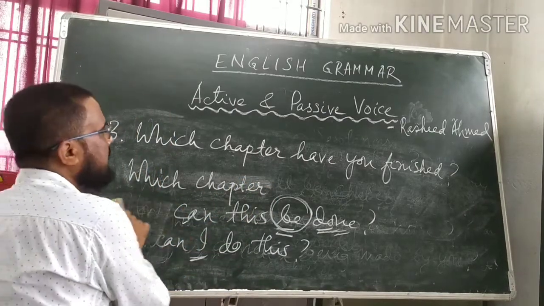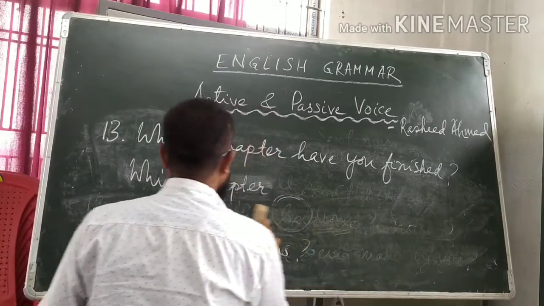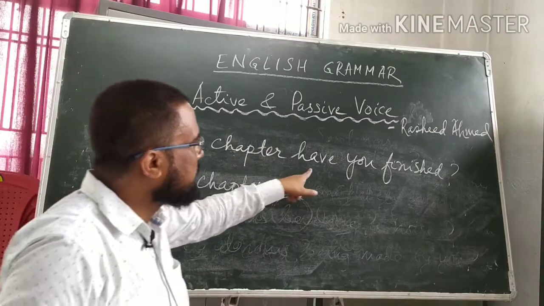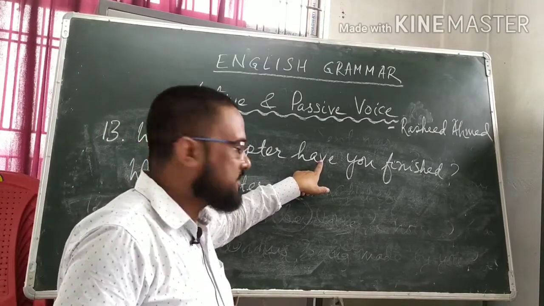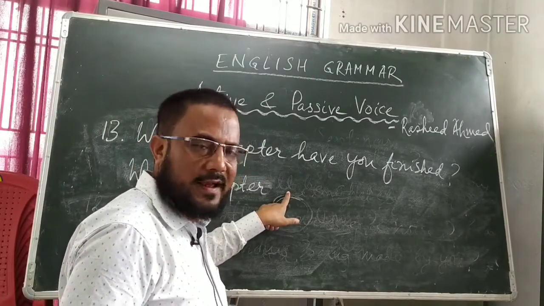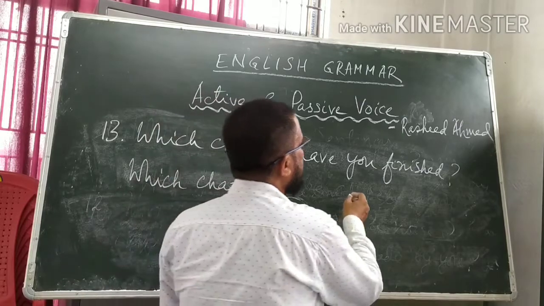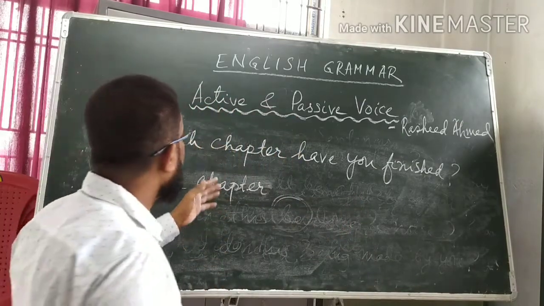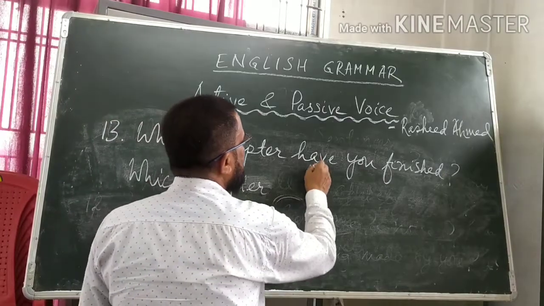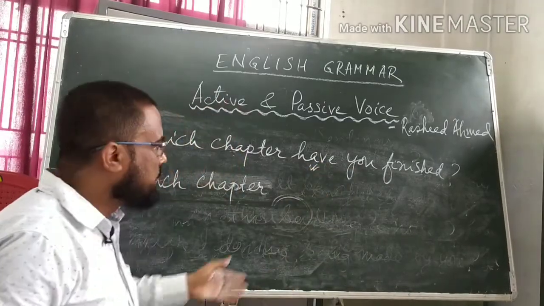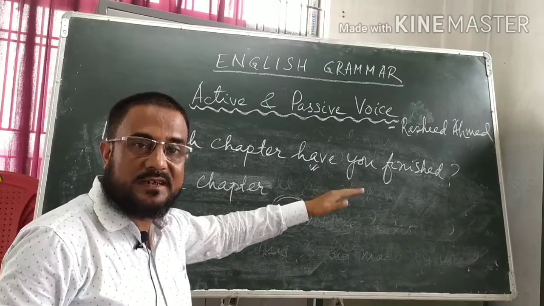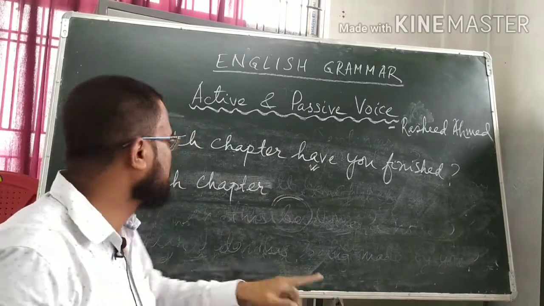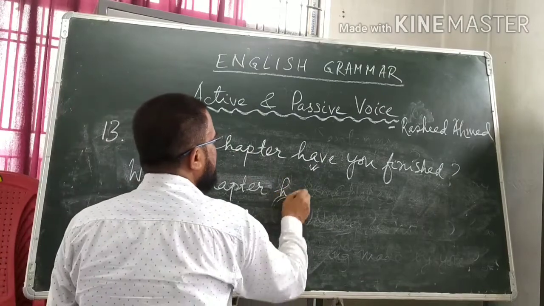Which chapter have you finished? Active voice. And in passive we will write which chapter. Since it is "have you finished," present perfect tense, in passive again we will write have or has. But since it is a chapter, "have" is used because of "you." You is the subject, but the object is chapter. So for chapter, "have" will not be used. "Has" will be used. Which chapter has?